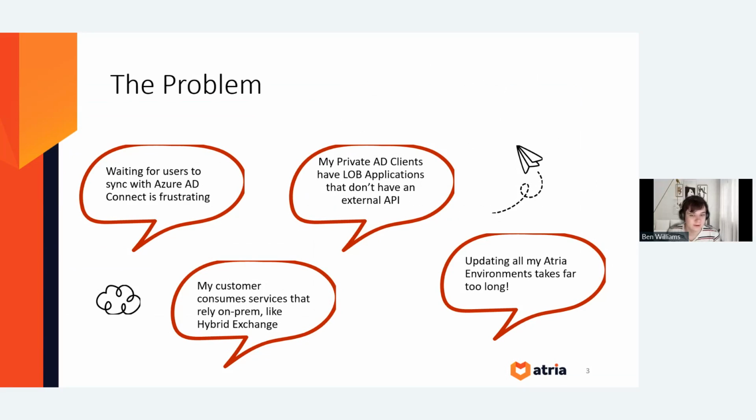Or your private AD clients have line of business applications that don't have an external API, which means they need to have scripts run on the server, or even legacy bash scripts. Then if your customers have things such as hybrid Exchange, there's not a lot of management tools for them, and you still need to make changes on the private directory. And of course, updating all of my Atria environments takes too long because there are too many of them.